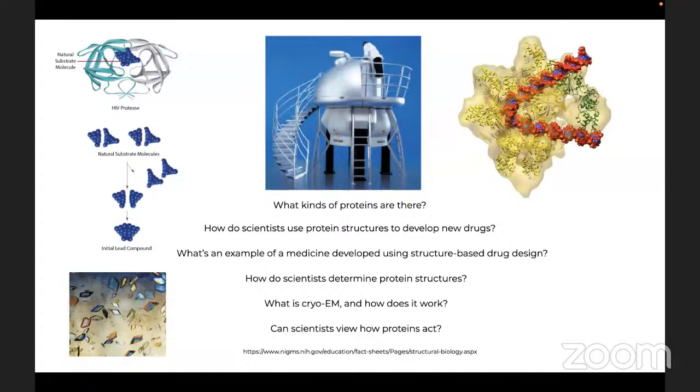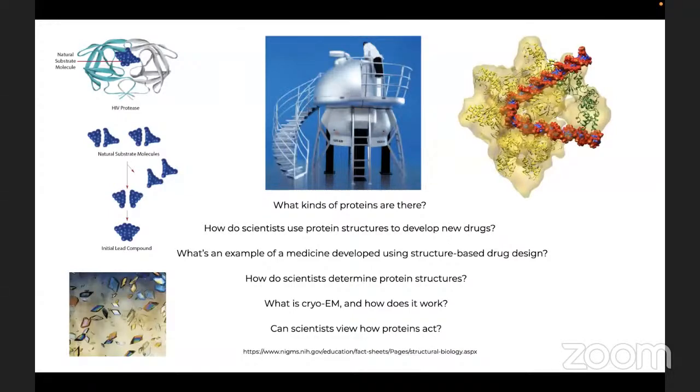This preserves the sample in a natural state, and then scientists use an electron microscope to blast the frozen sample with an electron beam. This creates a two-dimensional projection of the sample on a digital detector. By creating hundreds of projections of the sample from different angles and taking the average of those, scientists generate a three-dimensional model of the structure. Recent advancements in cryo-EM have provided highly detailed images of proteins and other biological structures, including large structures such as RNA-protein complexes.